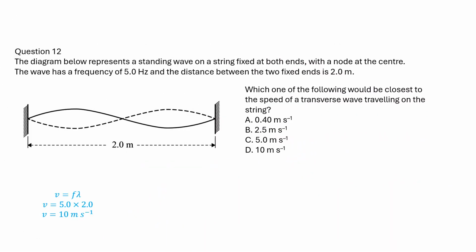A whole wave is between ends, so the wavelength is 2.0 meters. Applying the speed, frequency, and wavelength equation, we calculate the wave speed.